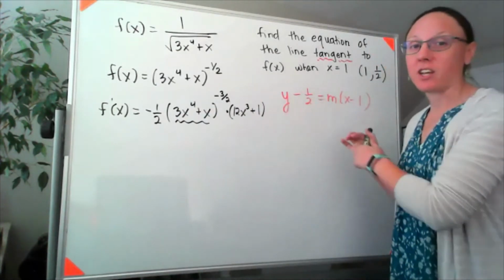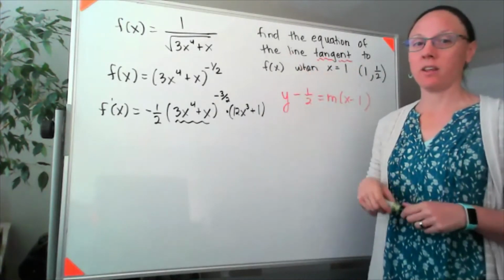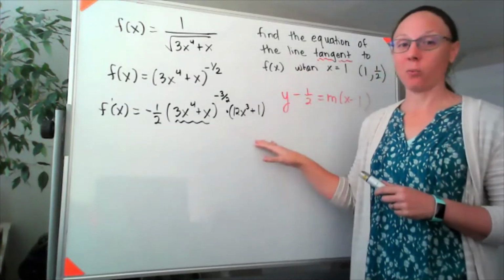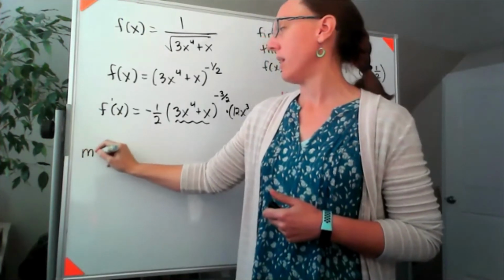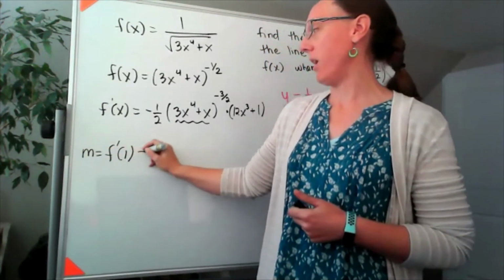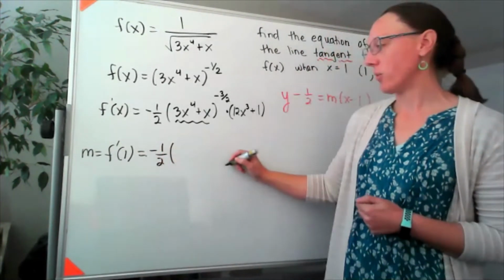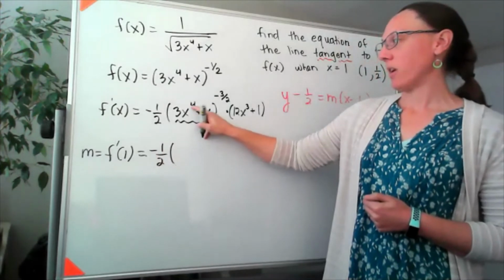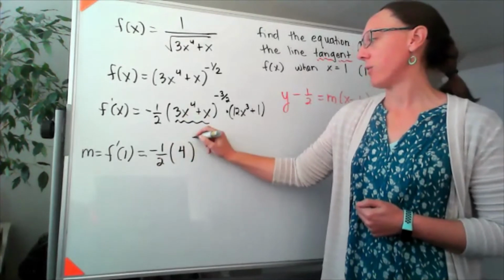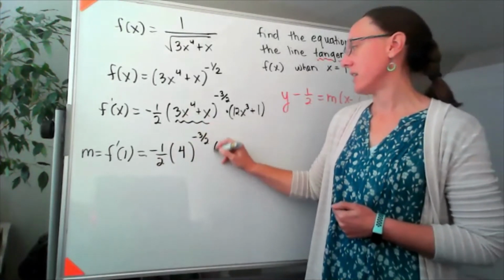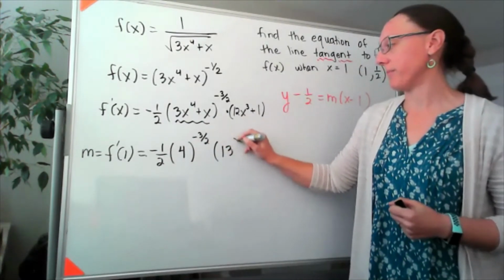Getting back to this question, to find the equation of the line tangent to the graph when x equals 1, that tells me that I need to find my slope when x is 1. So here, my slope is going to come from f prime of 1. And I'm just going to go ahead and plug that 1 in. So 1 to the 4th is 1. So that's 3 plus 1, and I've got 4 raised to the negative 3/2 times, plug in the 1 here, I'll have 12 plus 1, which is 13.